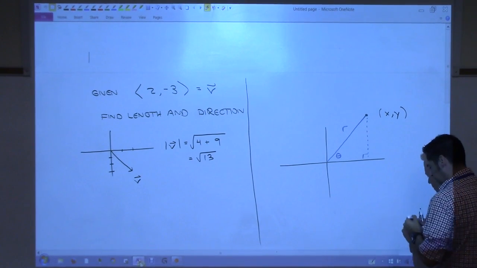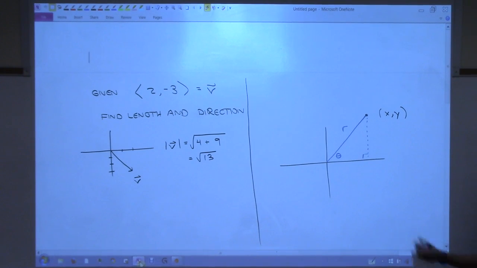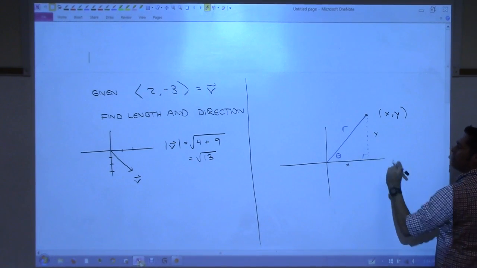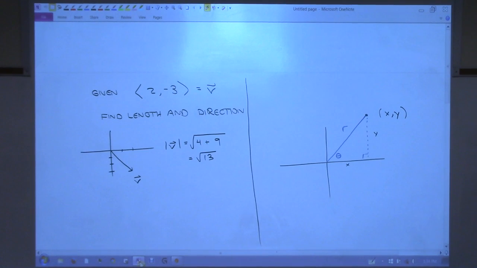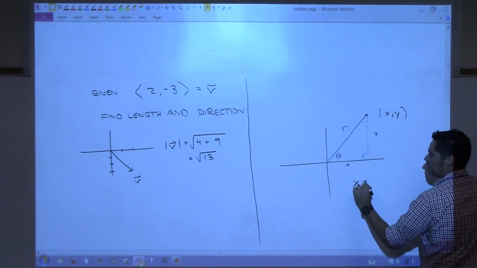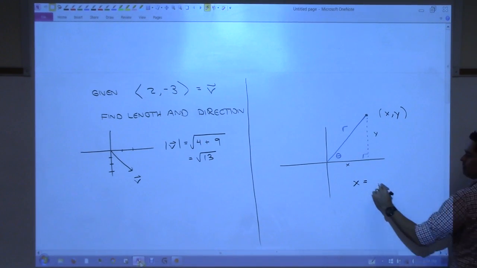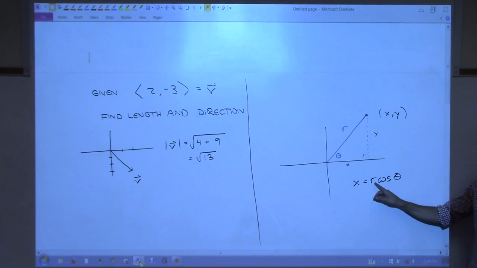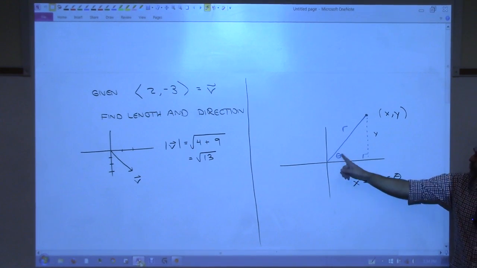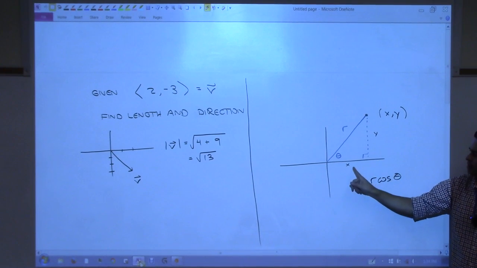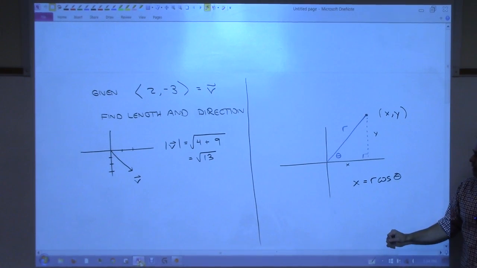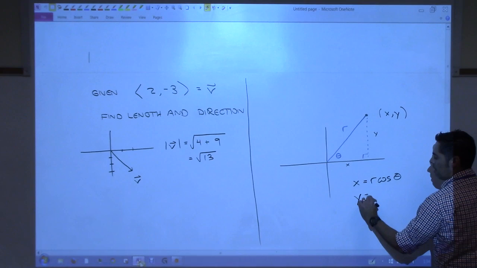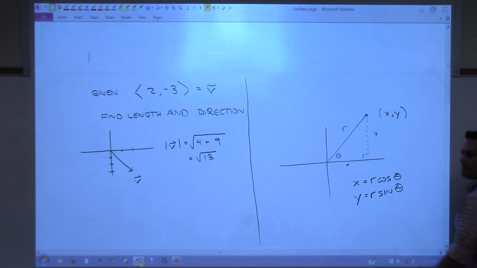Anyone remember what they are? What is x, what is y, how is it connected to r and theta? X is r cosine theta. Do you believe that? Divide both sides by r. And don't you have cosine is x over r? Isn't that the relationship? Cosine of this triangle, right triangle, is x over r. And then similarly, you could establish that y is equal to r sine theta, right? That kind of ring a bell?